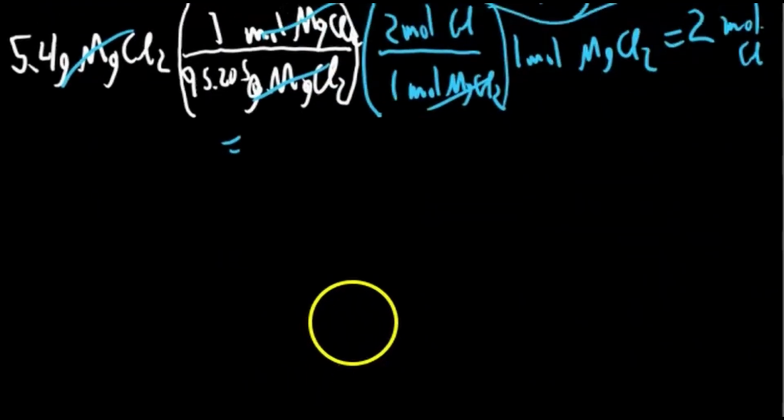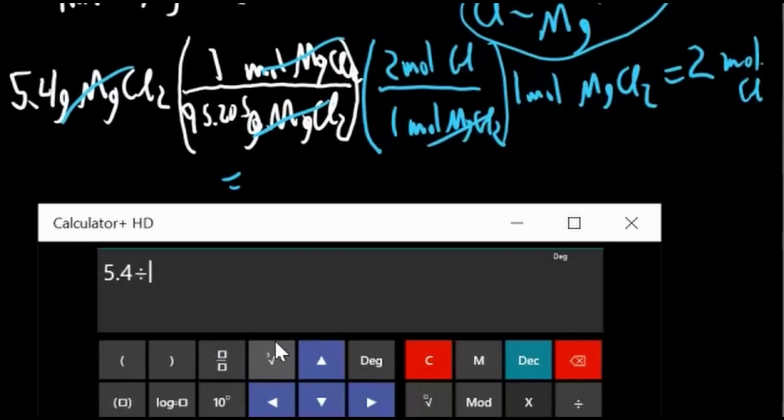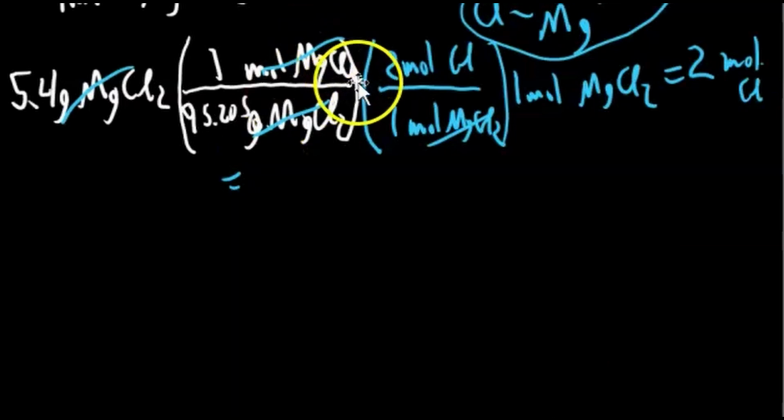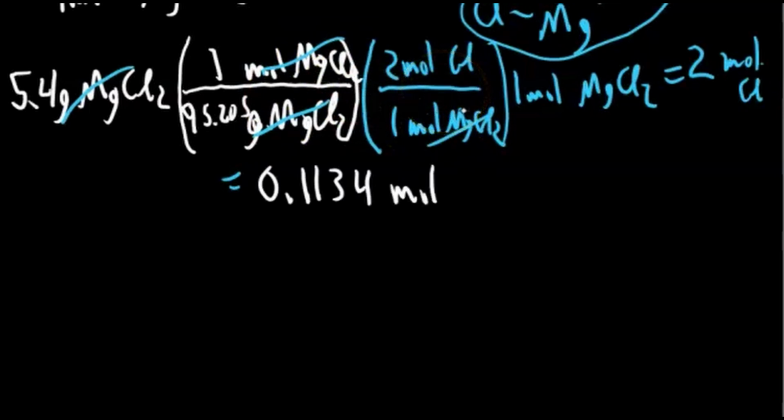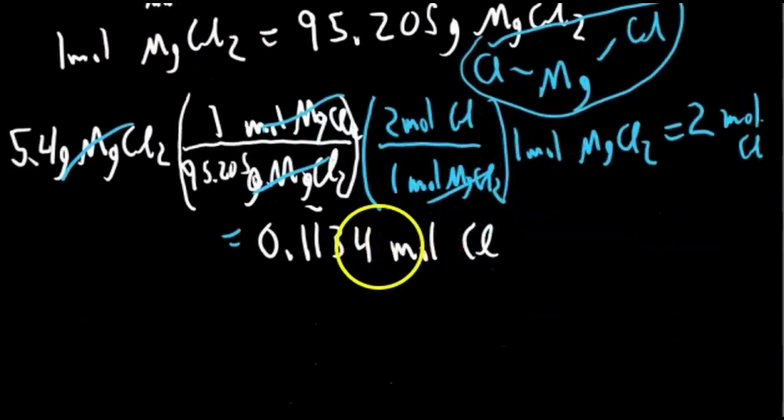So just calculate this in the calculator. 5.4 divided by 95.205 times 2, 0.1134. So I'll write in 0.1134. And what are our units? Moles of Cl. 2 sig figs. We're given two digits here, so our answer is 0.11 moles of chlorine.